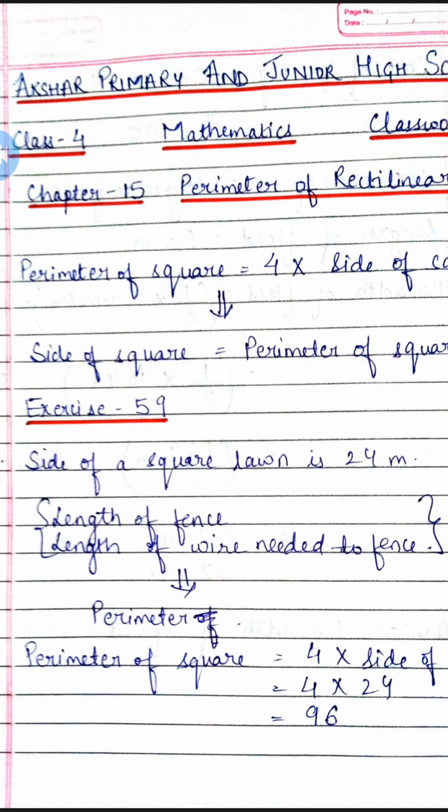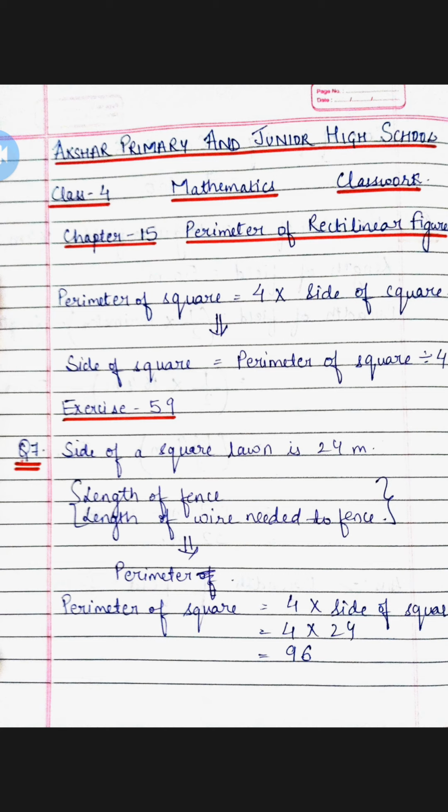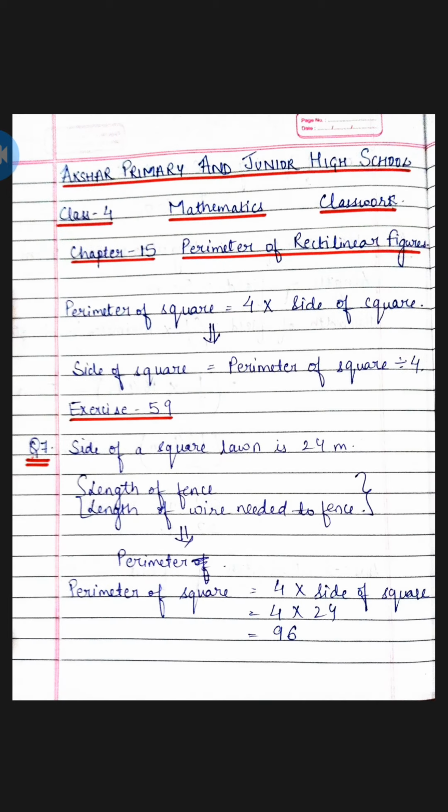Now the thing that is written in brackets below that, I have written: length of fence, length of wire needed to fence. Whenever you are asked to find the length of fence or the length of wire needed to fence, that means you have to find the perimeter. Directly it is not asked as perimeter, but when it says to find the length of fence or wire needed to fence, that means you have to find the perimeter.